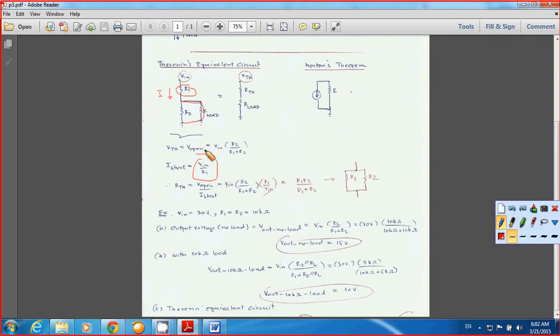Now you want to find RTH. It simply becomes Vopen divided by Ishort. Vopen you already derived: Vin multiplied by R2 over R1 plus R2. Then you divide by Ishort, so you multiply by R1 over Vin, and Vin cancels out. You have R1 multiplied by R2, divided by R1 plus R2. So it becomes R1 in parallel with R2. This gives you RTH.